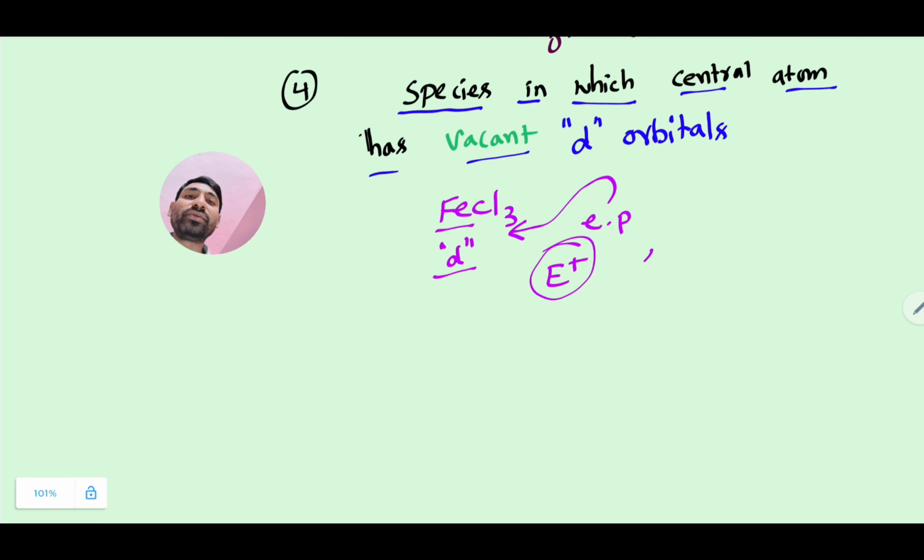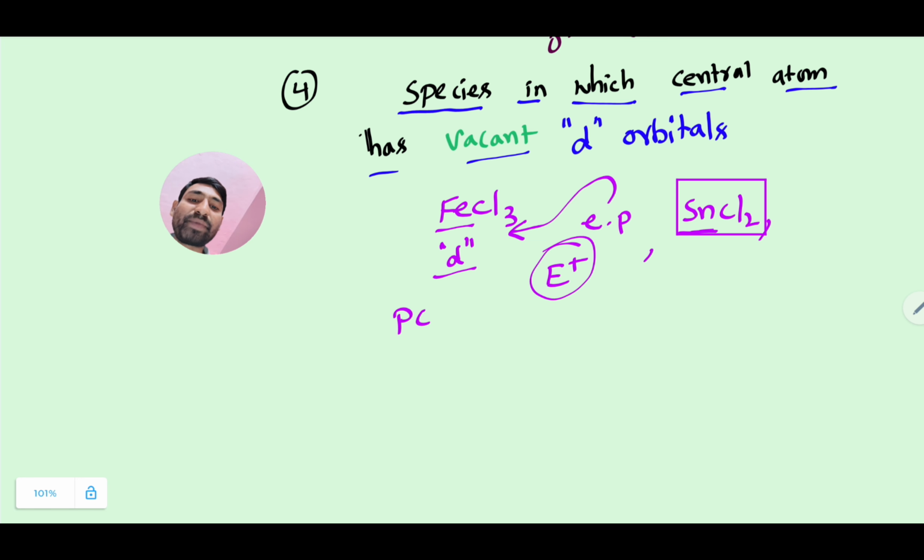So for example, if you take SnCl2, Sn, tin. After the second period, all elements contain vacant d orbitals, no? So those molecules are ready to accept electrons and act as electrophiles, guys. SnCl2 acts as an electrophile.